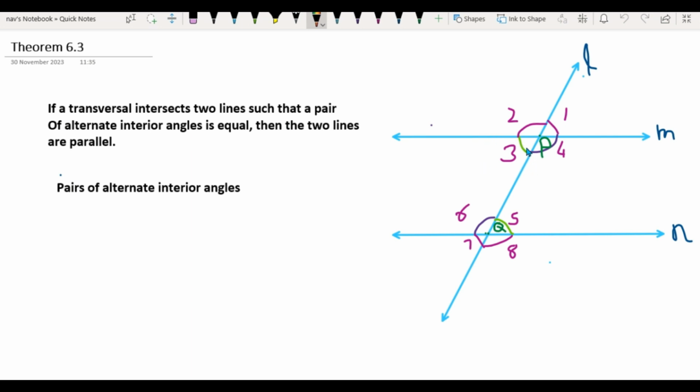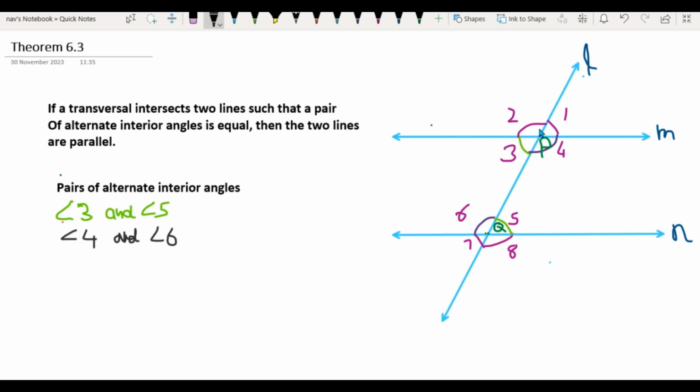Now where are these angles located? Angle 3 is on the left side of the transversal and angle 5 is on the right side of this transversal in the bottom side. So angle 3 and angle 5 will form one pair of alternate interior angles. We will note that here. So angle 3 and angle 5 will form one pair. Angle 4 and angle 6 will form the other pair of alternate interior angles.